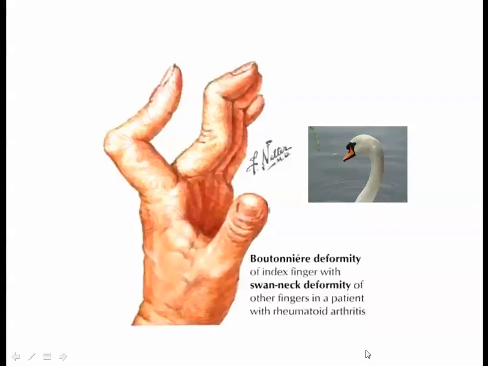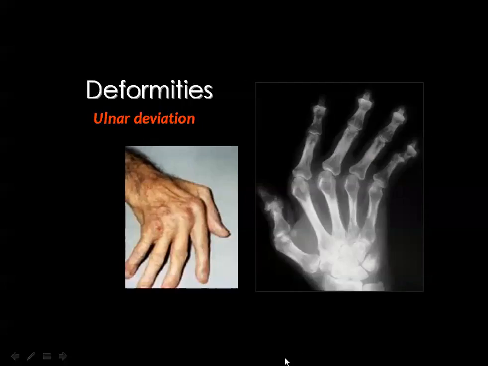These are the two deformities: the boutonniere deformity with extension of the distal interphalangeal and flexion of the proximal interphalangeal, and this is the swan neck deformity, which is the opposite of boutonniere. Ulnar deviation is one of the well-known manifestations of deformities secondary to rheumatoid arthritis.